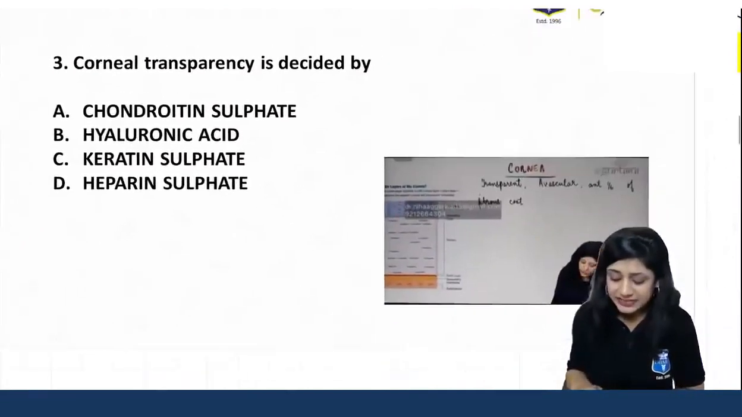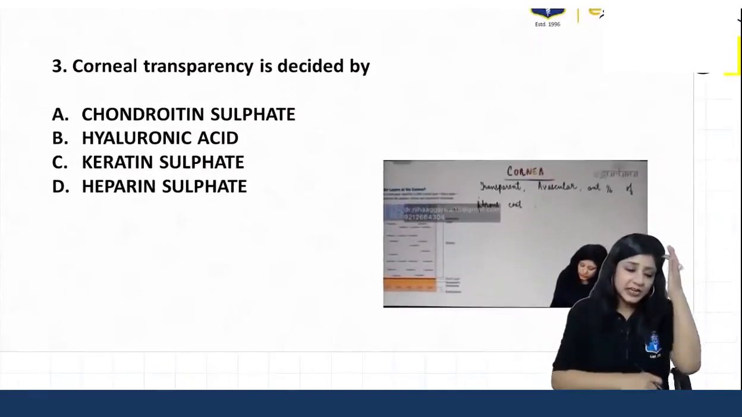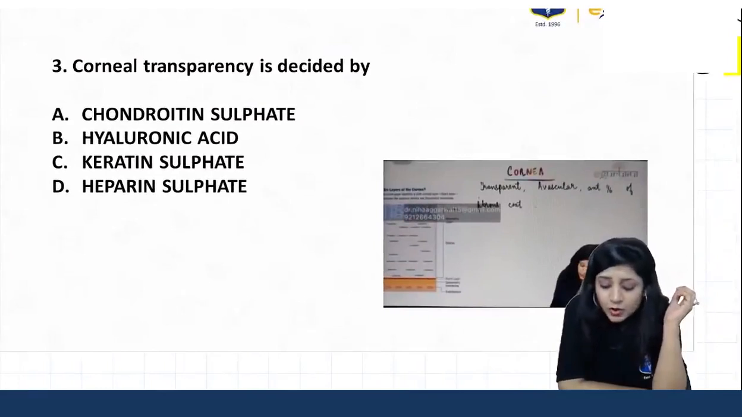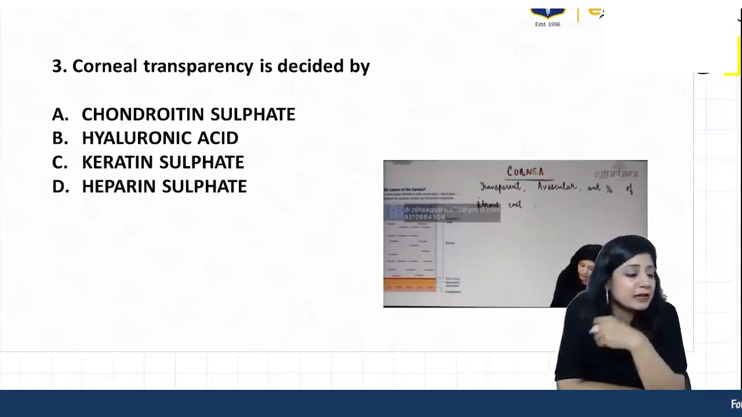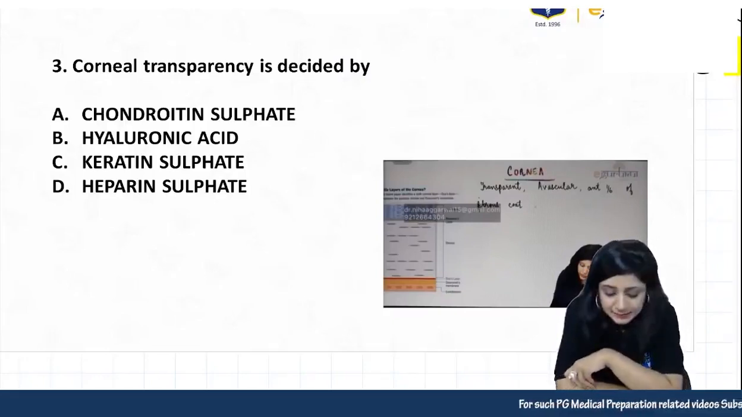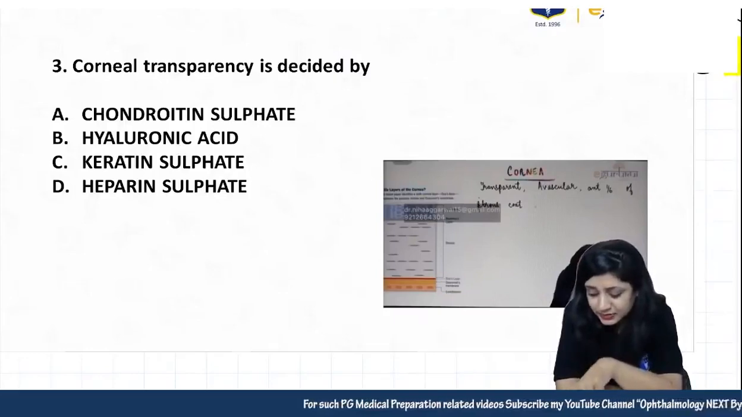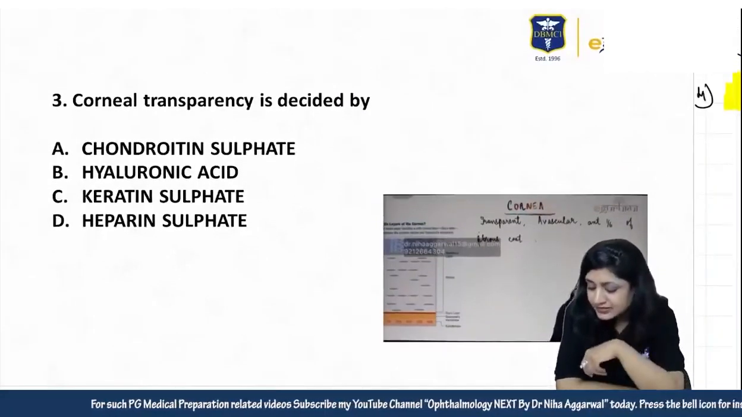Corneal transparency is decided by, please look at the options. Are these the right ones? Chondroitin sulfate, hyaluronic acid, keratan sulfate and heparan sulfate. What is helpful in maintaining the transparency? Please look at the question. Is it correct? Options. And what is the answer according to you?